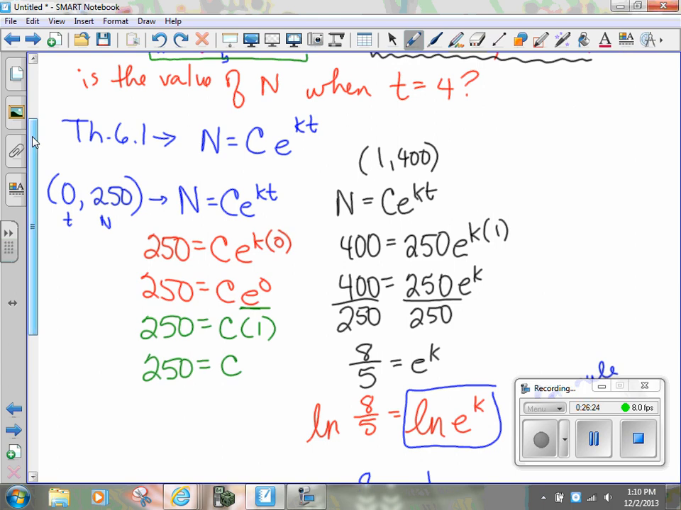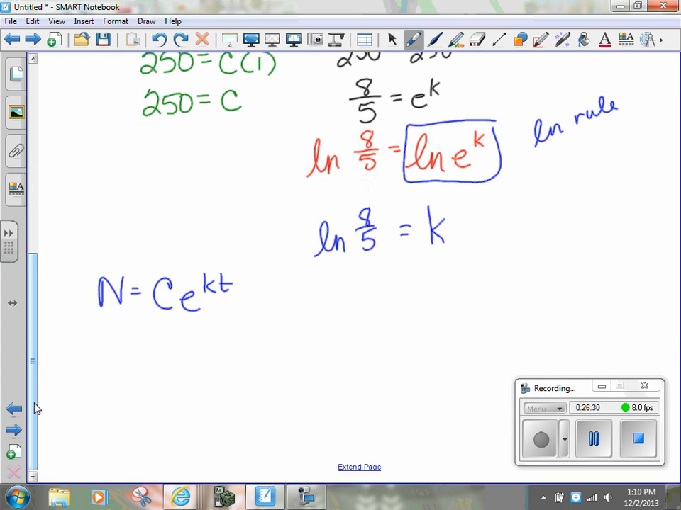t is 4. Are we going to use this bit of information? Find the value of N when t is 4. One more time. Here we go. N is what we're finding. C is what? 250. This is going to look so beautiful. e to the who? Times 4. Because it was our information, that last piece of information.